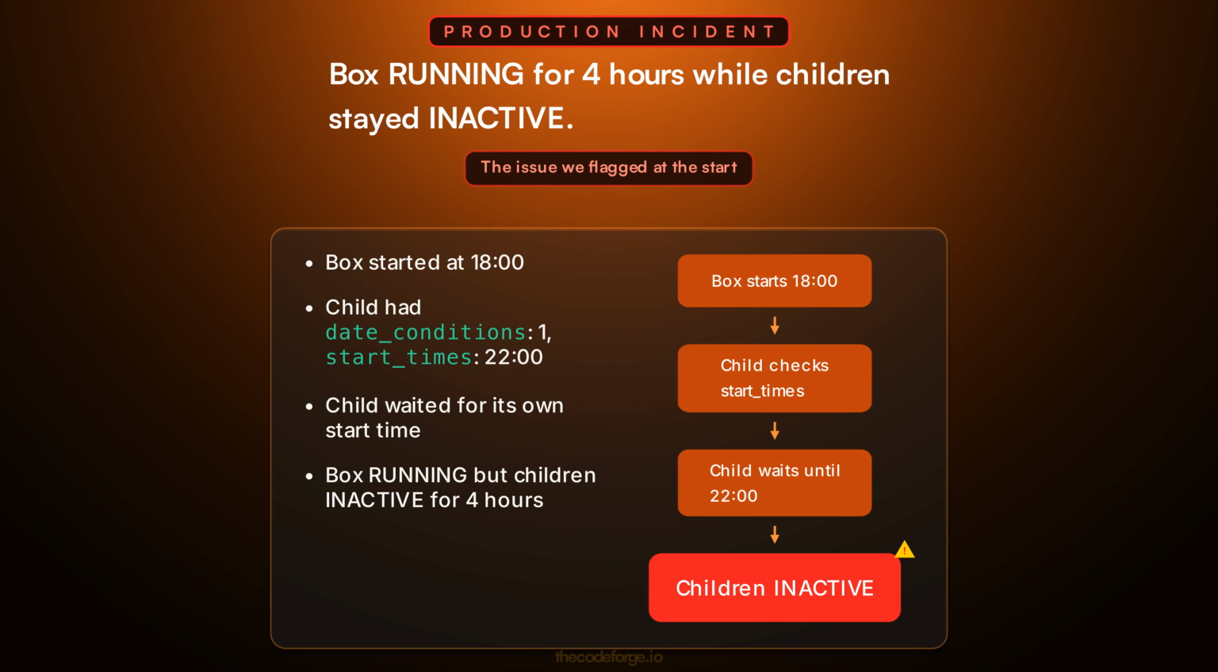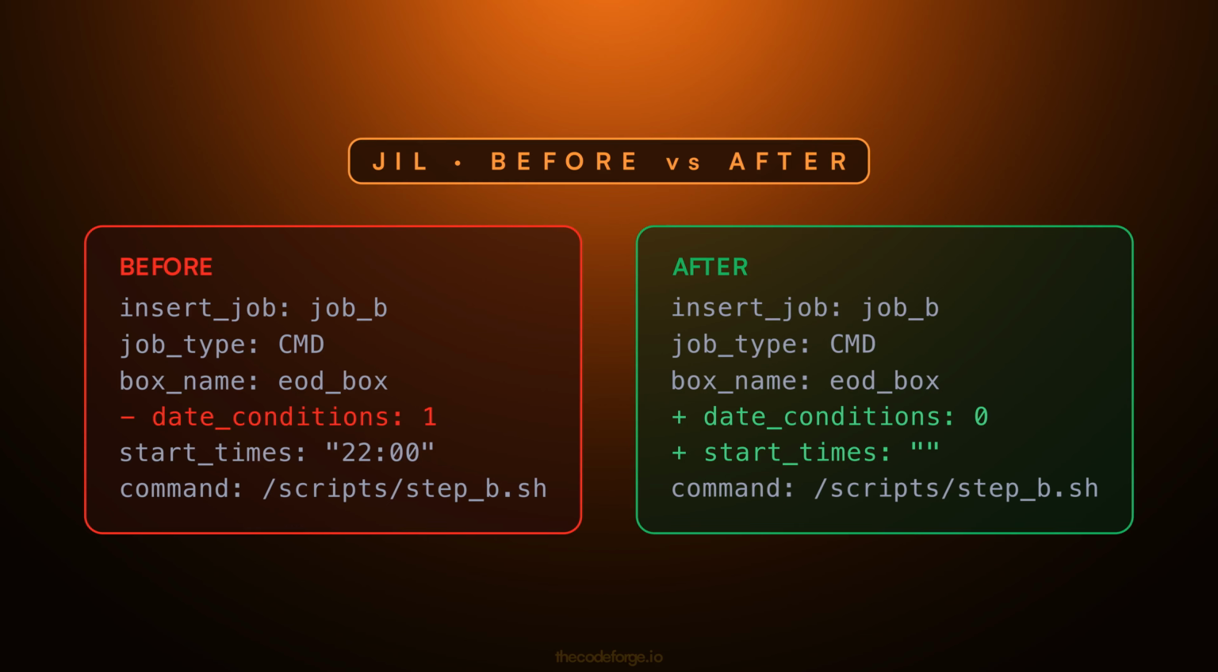Here's exactly why that happened. The box started at 18:00, but the child job had date_conditions: 1 and start_times: 22:00. The child was waiting for its own start time, not just the box's running status. The operator never checked the child's JIL definition. So it waited until 10 p.m. even though the box started at 6 p.m.